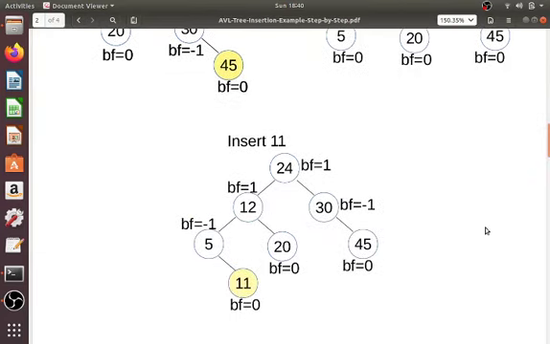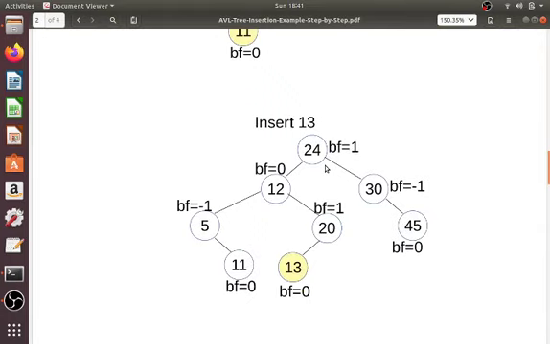Let's now talk about insertion of 11. 11 gets inserted on the left of 24. Further it gets inserted on the left of 12 and finally it gets attached to 5 as its right child. While moving upwards in the tree, if we calculate the balance factor of 11, it's 0, balance factor of 5 is minus 1, balance factor of 12 is 1 and balance factor of 24 is also 1. So all the nodes balance factors after insertion of 11 are in the permissible limit of -1 to 1.